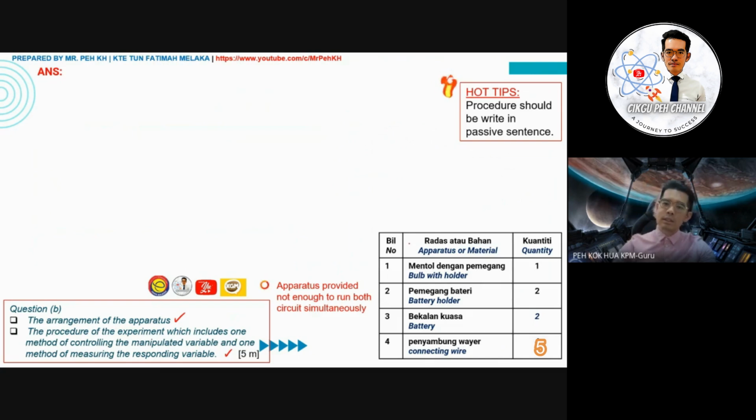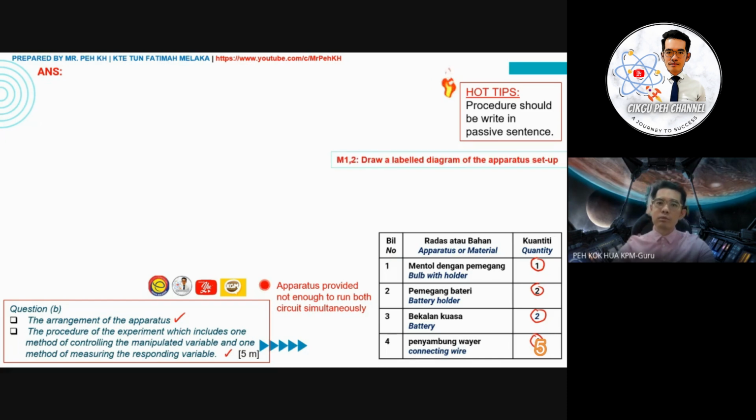And referring to the apparatus, you can see they are only providing one bulb with holder. Battery holder is only 2. Then battery will be 2 together with the connecting wire. So we are saying we want to run in parallel for this experiment. We actually need to have 2 bulbs, 3 battery holders, 4 batteries, and 8 connecting wires. So that means the apparatus provided is not enough for you to conduct both experiments simultaneously. So that means here you need to do one arrangement of the battery first.